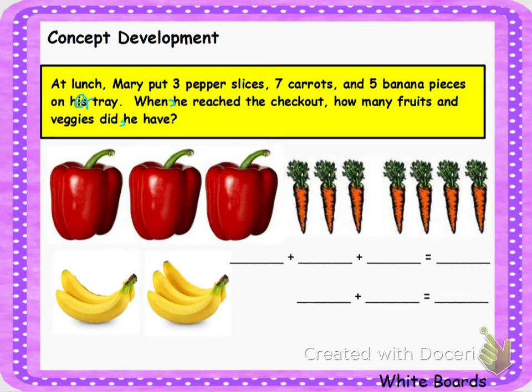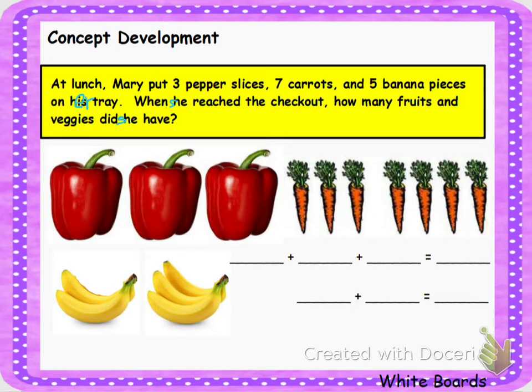Sorry, guys, we have some letters that are missing here. Alright, so I'm going to read it again. At lunch, Mary put 3 pepper slices, 7 carrots, and 5 banana pieces on her tray. When she reached the checkout, how many fruits and veggies did she have?